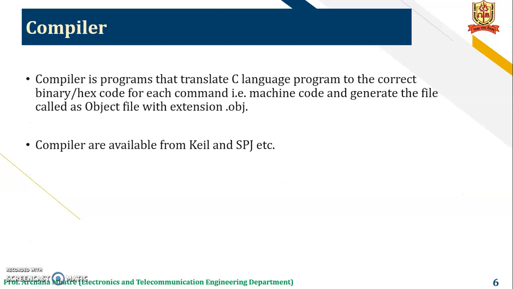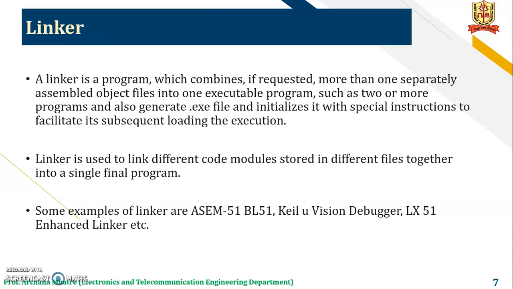Next is the compiler. A compiler is a program that translates the C language program to the correct binary or hex code for each command, that is machine code, and generates a file called the object file having the extension .obj.